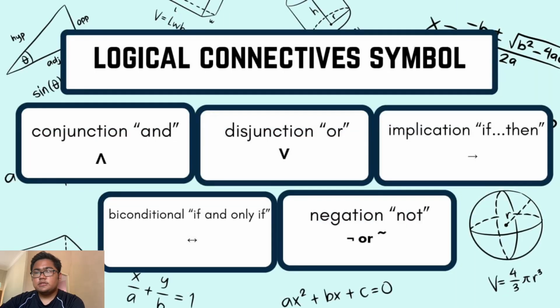Next is logical connective symbols. So there are 5 symbols. Number 1, conjunction, or "and". Second is disjunction, or "or". Number 3, implication, "if then". Number 4, biconditional, "if and only if". And the last one is negation, or "not".